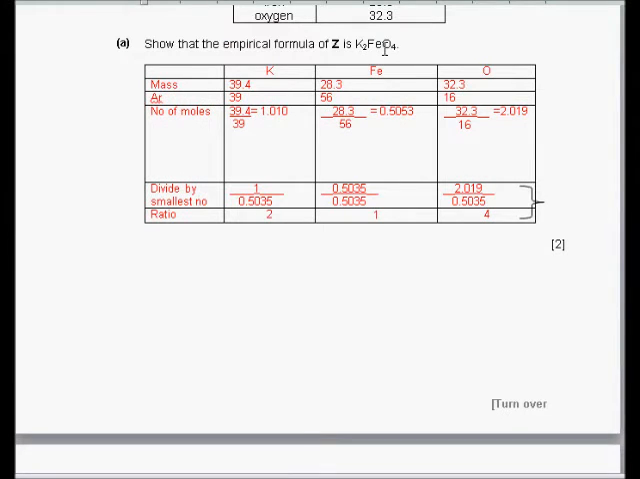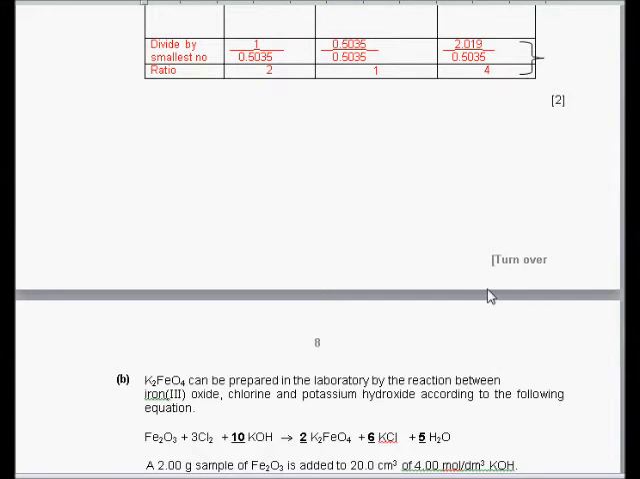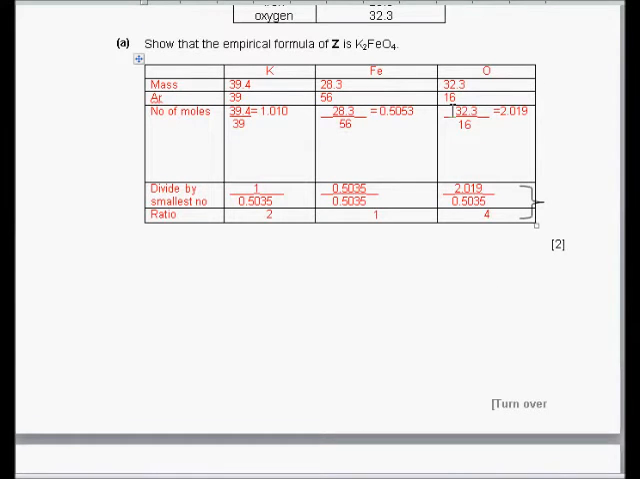So show the empirical formula, K2FeO4. So K2Fe1O4. So how are the marks being allocated? 1 mark for all these correct numbers of moles, these 3 numbers, and then 1 mark for these two rows here. And of course, you must have the table.